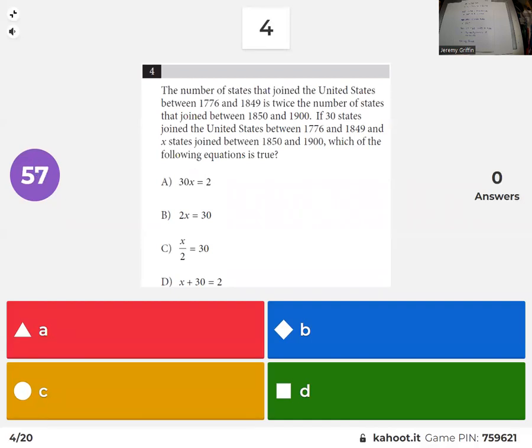The number of states that joined the United States between 1776 and 1849 is twice the number of states that joined between 1850 and 1900. If 30 states joined between 1776 and 1849 and X states joined between 1850 and 1900, which of the following equations is true?